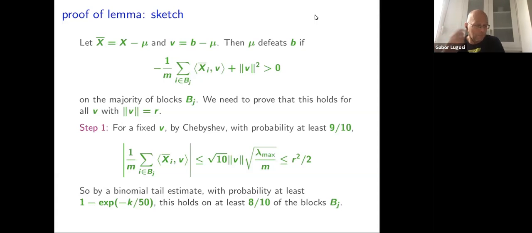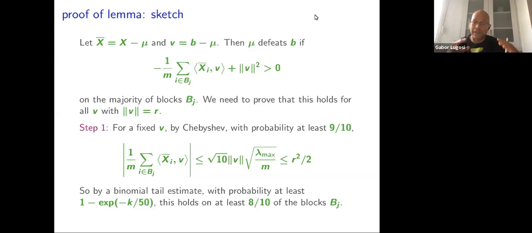So with probability, let's say, 90%, it will hold for 80% of blocks with probability 1 minus e to the minus k times a constant. Okay, again by just the binomial tail estimate, right? Because it's the same kind of median of means type of idea. Okay, so for a single point, this inequality holds with this big probability.